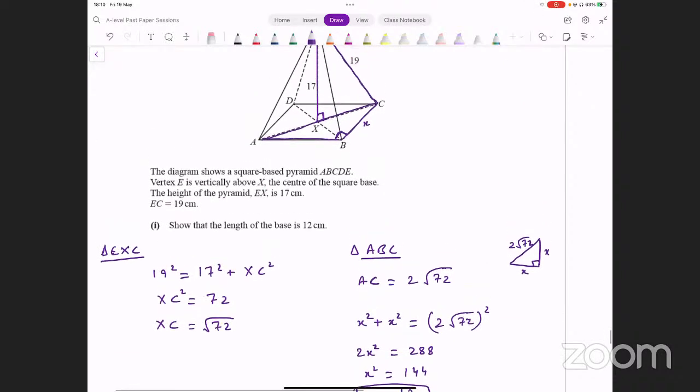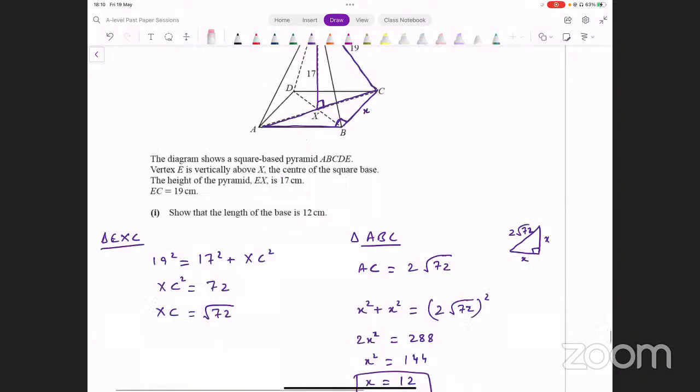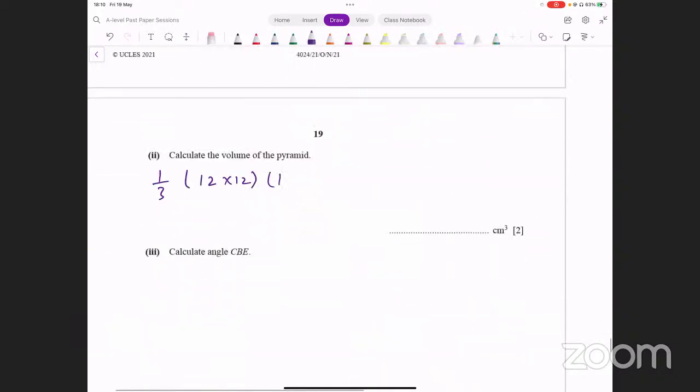Into height. What is the vertical height? EX. That is 17. 17 से multiply कर दो. Formula में सब values input करनी है. That gives you the result. Let's see what this turns out to be. 144 divided by 3 into 17. That's 816. This is the volume of the pyramid.